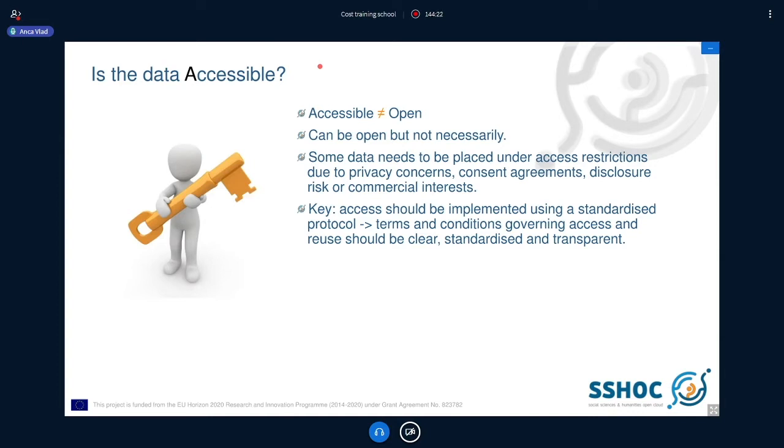So some data, of course, will need to be placed under access restrictions due to privacy concerns, consent agreements, disclosure risk, or commercial interests. But the key here in terms of the data being FAIR is that the access should be implemented using a standardized protocol. So that should be made very clear on that project, on that dataset's page. When someone sees it for the first time, they need to be able to easily find the access level that applies to that data, and they should be able to easily find instructions on how to access it. And of course, archives need to implement this in their system so that everything is uniform and consistent across all the collections that they hold.